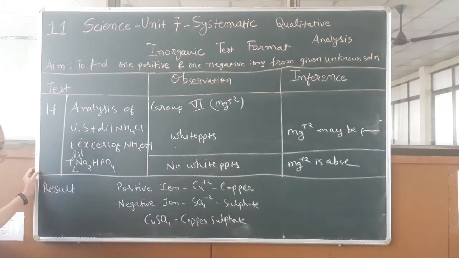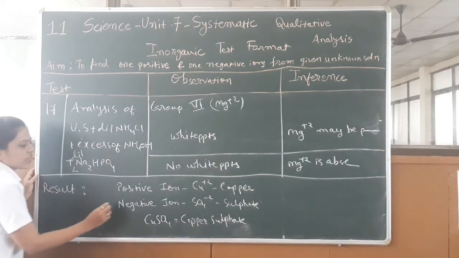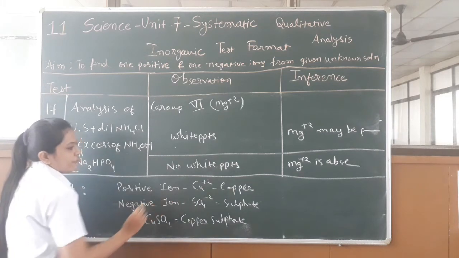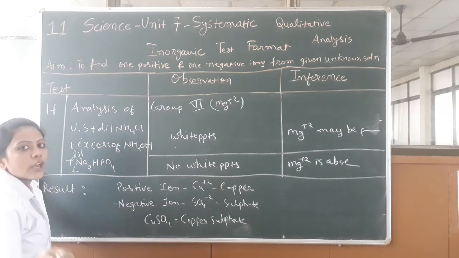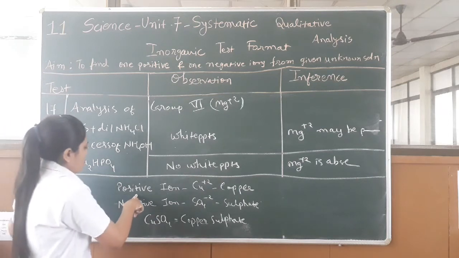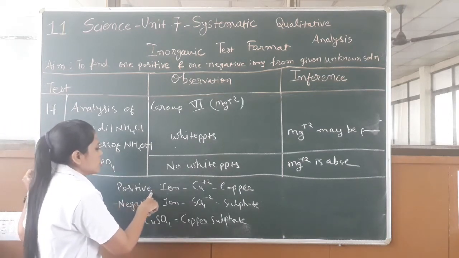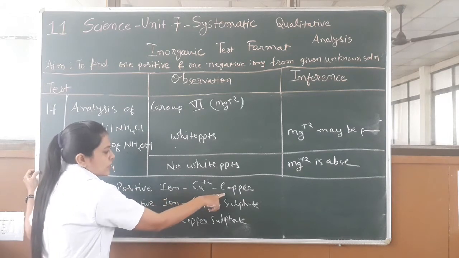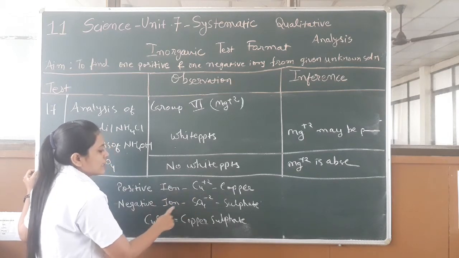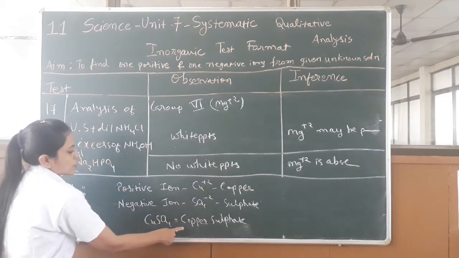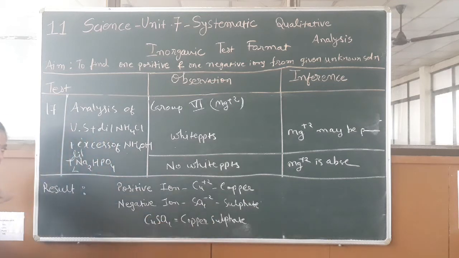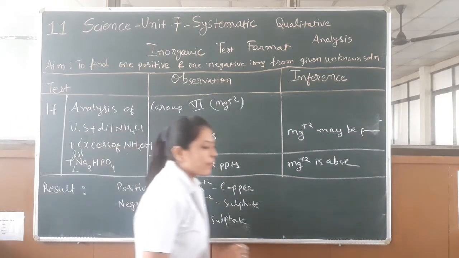In the last, you have to write the result. In the result, positive and negative ions: suppose I give you a solution, then you have already found the positive ion. So you have to write positive ion Cu+2 copper. Negative ion is SO4-2 sulfate. Then last, CuSO4 copper sulfate. Here we have completed the inorganic format.